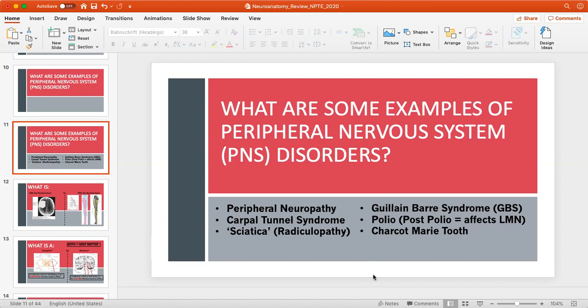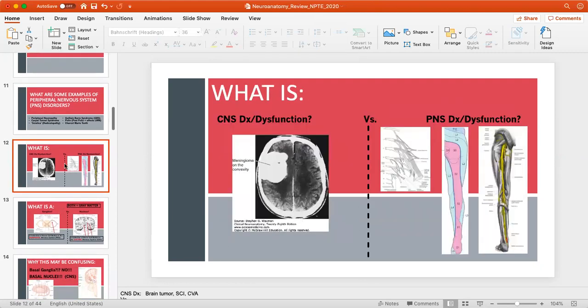Polio or post-polio, that's going to be an issue with alpha motor neurons. Commonly affects the lower motor neurons. So I have that right there. Charcot-Marie-Tooth, it's going to be peripheral neuropathy, commonly affecting the common peroneal nerve, although it can affect others. That's one of the most common presentations. And so really seeing effects from that nerve, lower extremity weakness, foot drop, could be manifestations from that disorder.